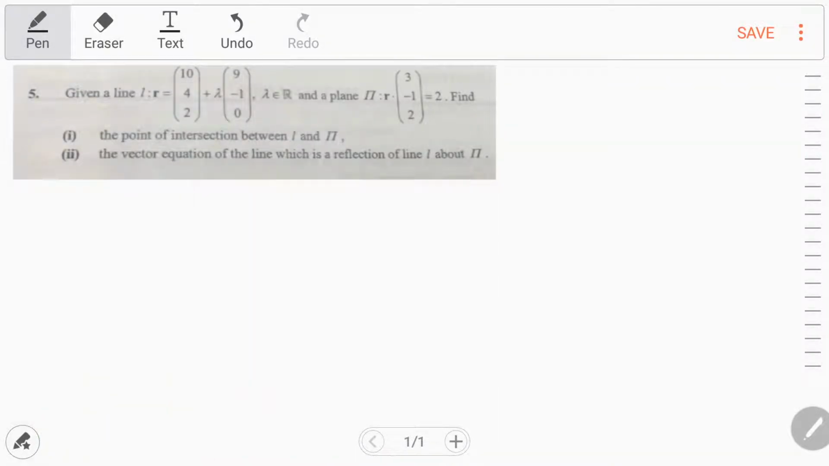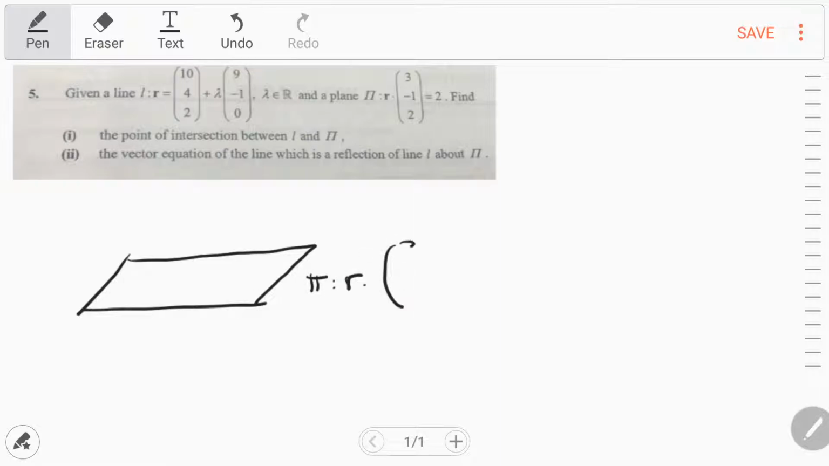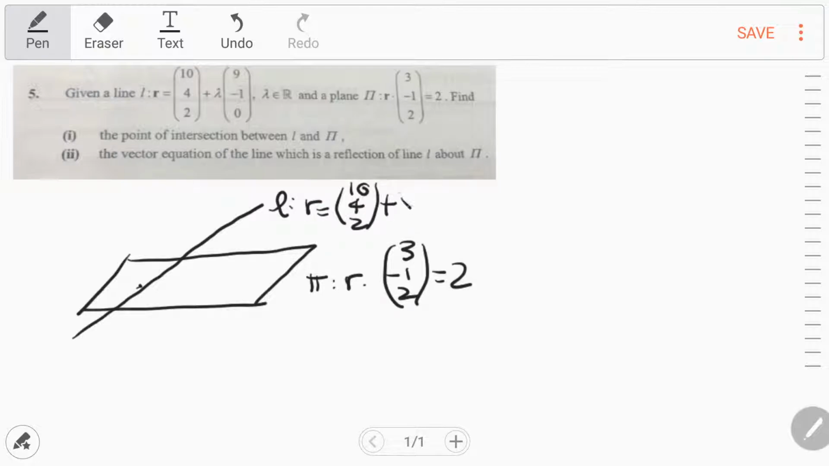Okay, so I'll explain the point of intersection between L and pi. If I have a plane, this is pi representing the plane, r dot (3, -1, 2) equals 2. Then there is a line that passes through it. This line has r equals (10, 4, 2) plus lambda (9, -1, 0).